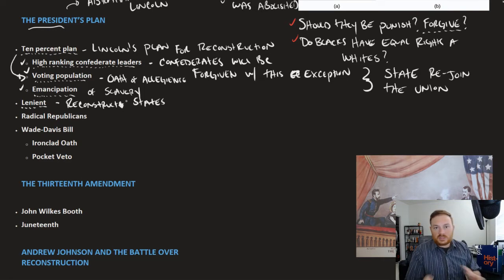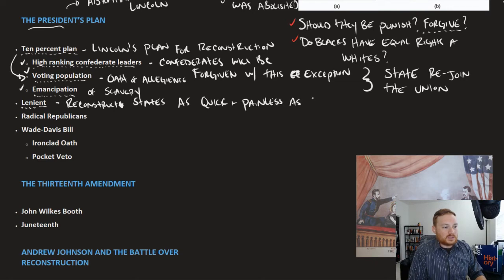And again, what that means is that during the Civil War, states left or seceded from the Union. Lincoln wants to bring those back. So to reconstruct them, bring them back, reconstruct states as quick and painless as possible. So that's Lincoln's stance. However, members of his own party, the Radical Republicans, disagree with Lincoln. The Radical Republicans, rather than forgive, which Lincoln seems as he's willing to do, would rather punish.